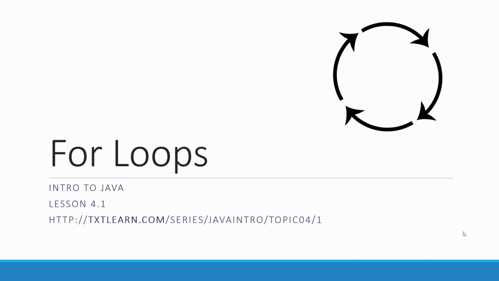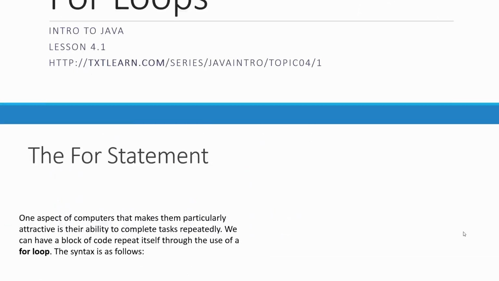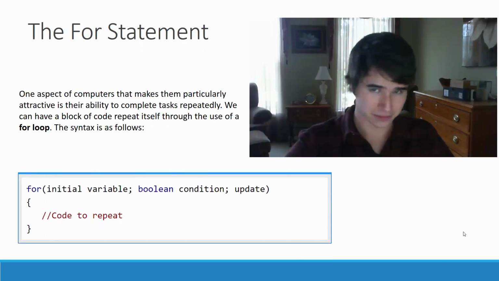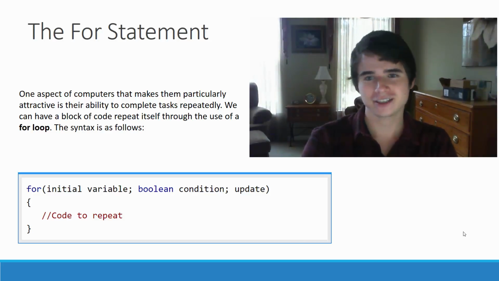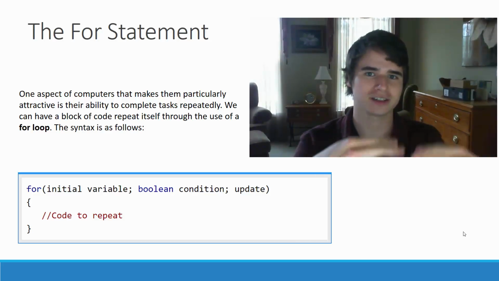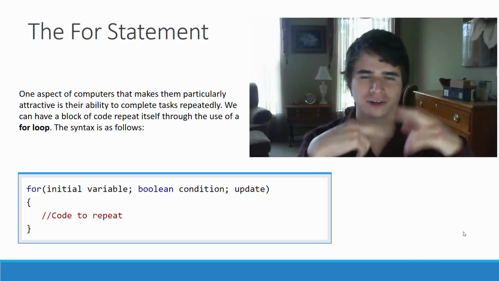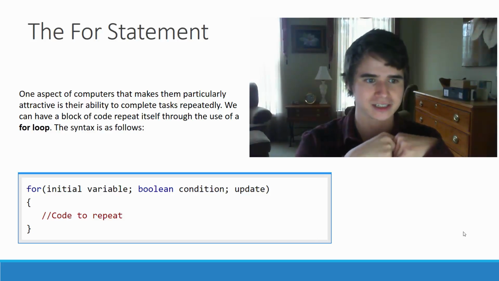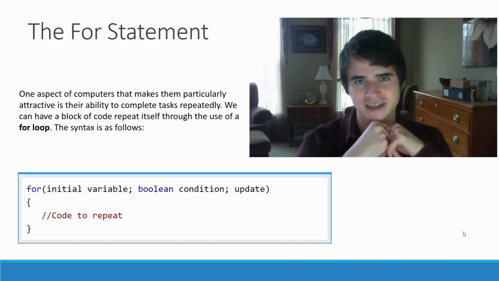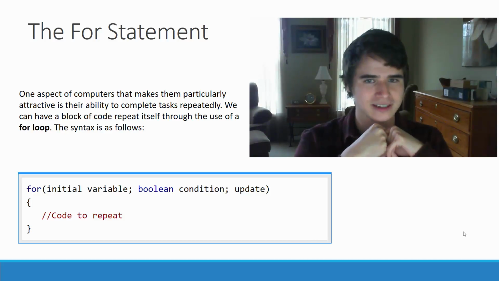We will be discussing how to repeat tasks using for loops. The for statement. One aspect of computers that makes them particularly attractive is their ability to repeat code over and over and over again without getting tired. It's great for performing computations, working with arrays, lists of data, and we'll get into all that stuff later.